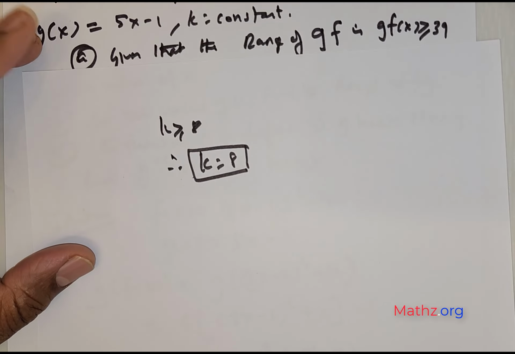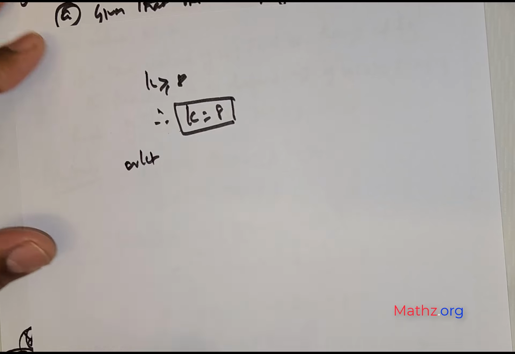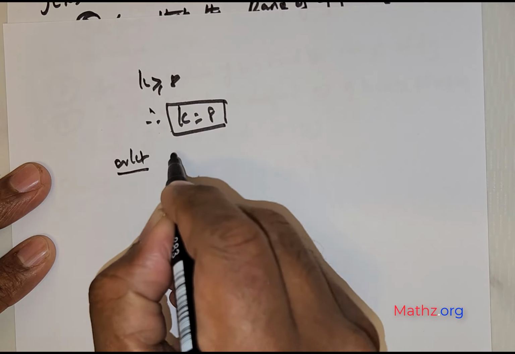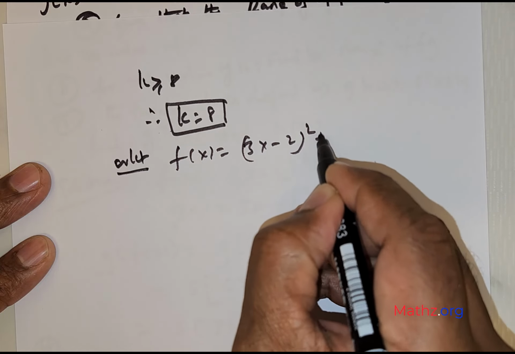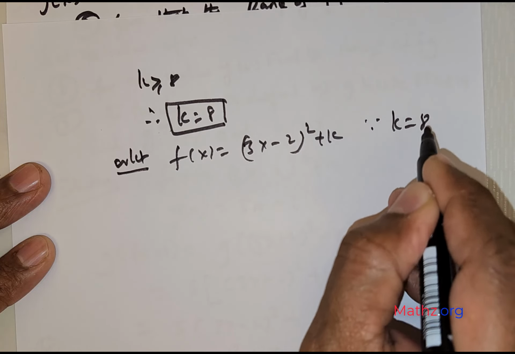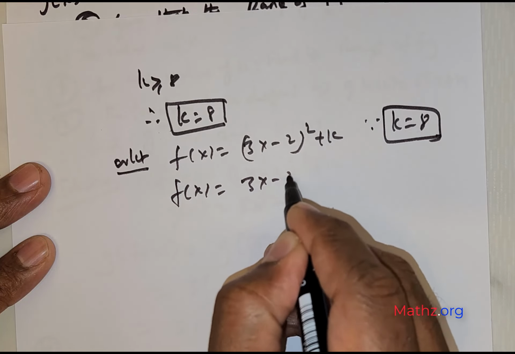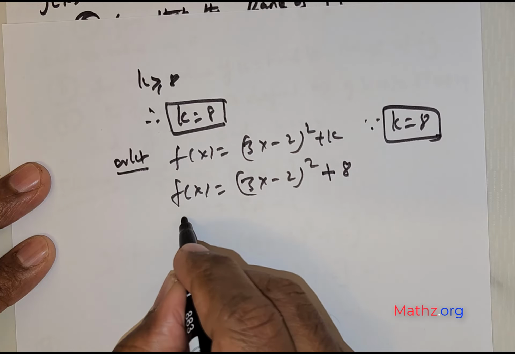So I'm going to start it like this. We know, so what do we know? We know that f of x is 3(x - 2) whole squared plus k, and since k is equal to 8, my f of x is going to be 3(x - 2) raised to the power of 2 plus 8.